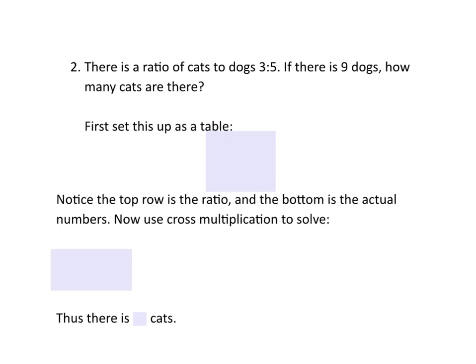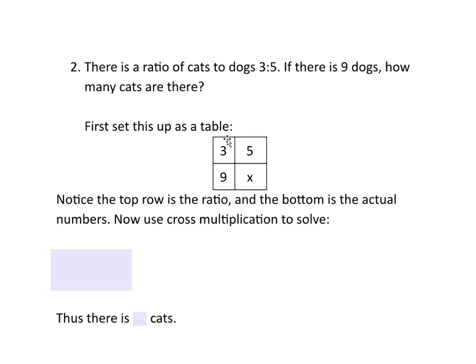There's a ratio of cats to dogs that is 3 to 5. If there's 9 dogs, how many cats are there? Well, first we set up a table. We set up 3 to 5 horizontally, and we have 3 cats. It should say dogs to cats in this example. So it should be 3 dogs to 5 cats because there's 9 dogs. 9 goes under here.